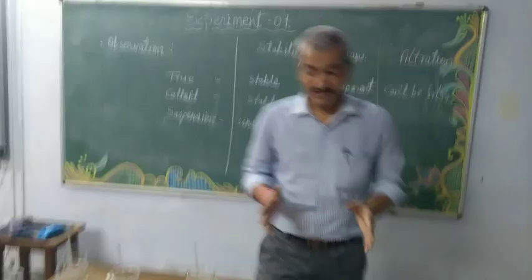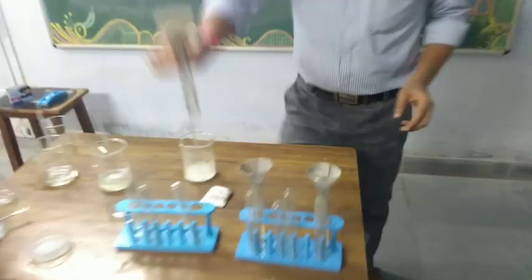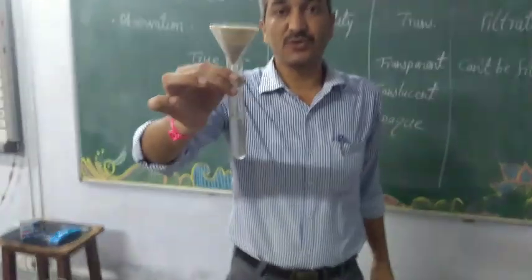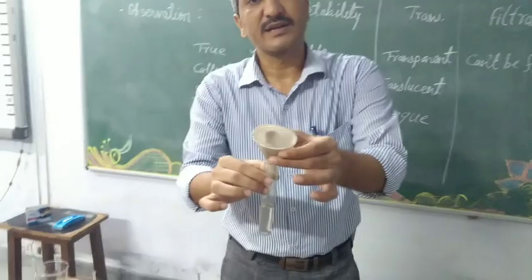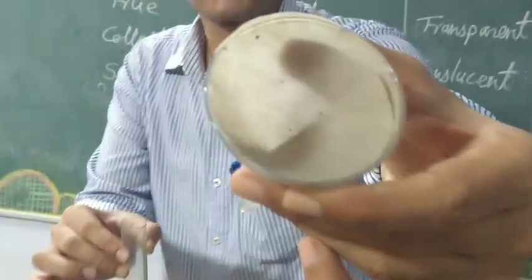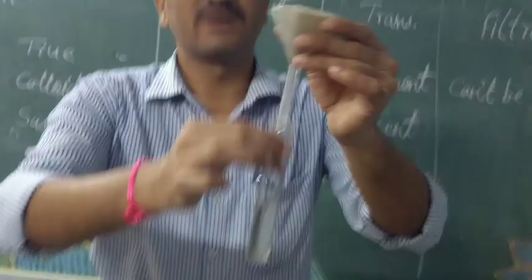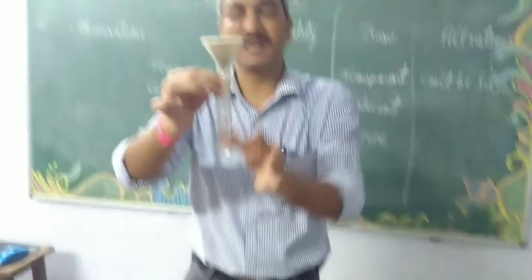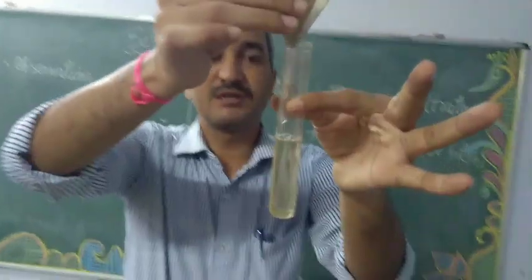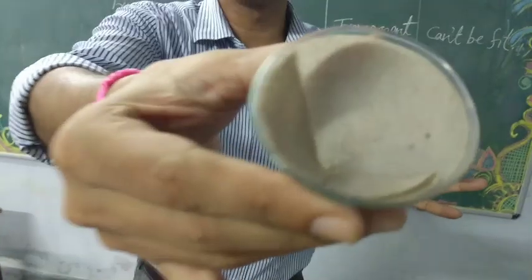So after 5 minutes, let's see the observation. This is the test tube in which we have filtered the true solution, and you see no residue is left, and you see the filtrate here. The filtrate is the same before and after filtration, no change is there. So we cannot filter this true solution by simple filtration. This second test tube is the egg albumin solution, egg albumin colloid, and here no residue is left.